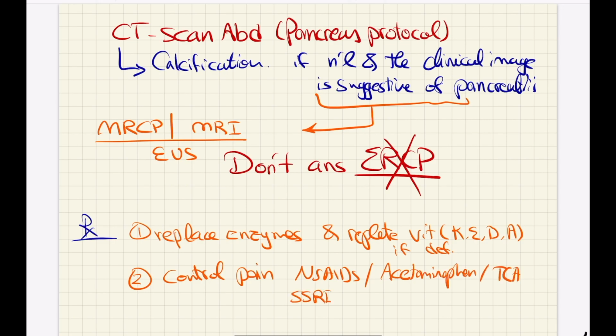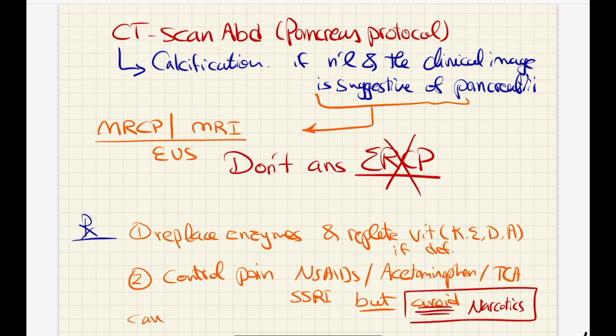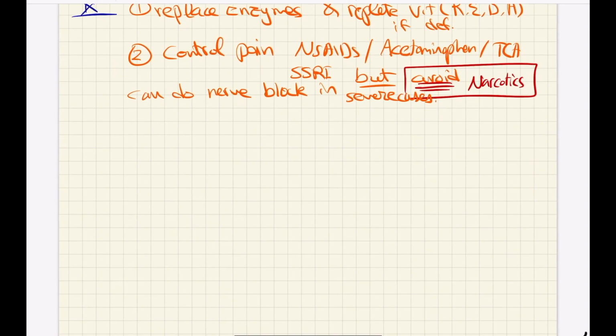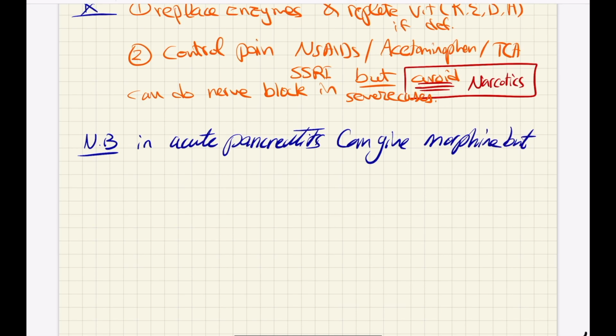And for the medication of pain, we give NSAIDs, acetaminophen, tricyclic antidepressants, SSRIs, but you should avoid narcotics in chronic pancreatitis. Never use narcotics because the patient will develop tolerance and dependence on them. This is first. Second, they will affect the sphincter of Oddi, so never use them. However, in acute pancreatitis, you can use morphine, but avoid meperidine in case you saw it as an answer. In acute, you can use narcotics. In chronic, don't use narcotics.